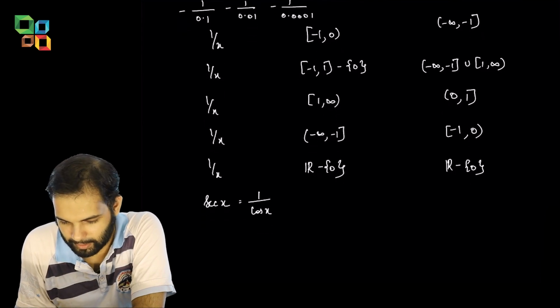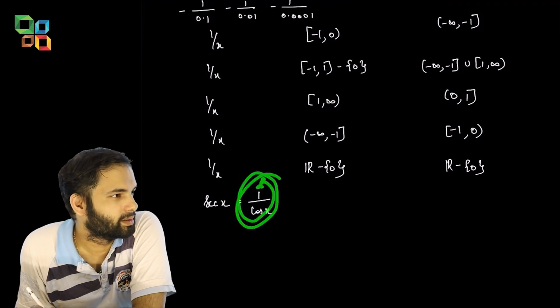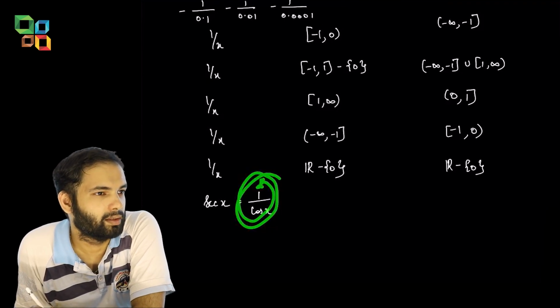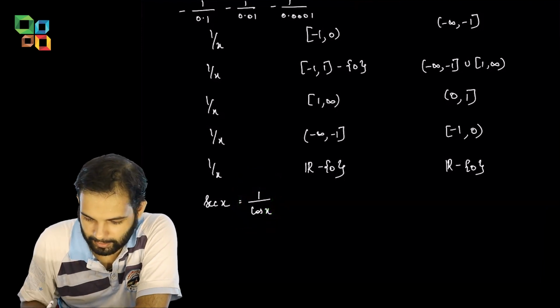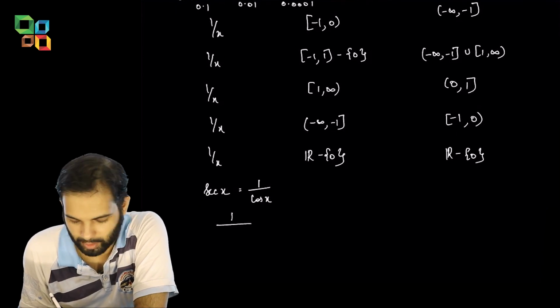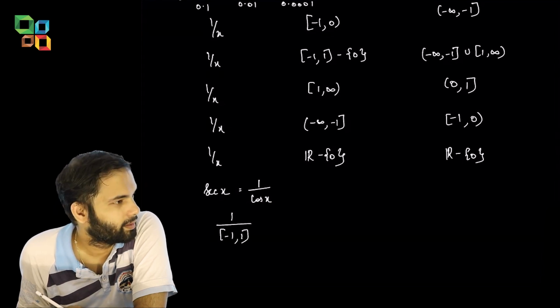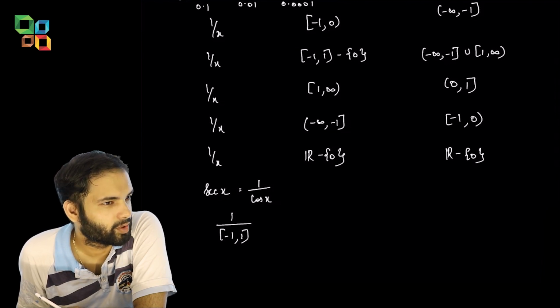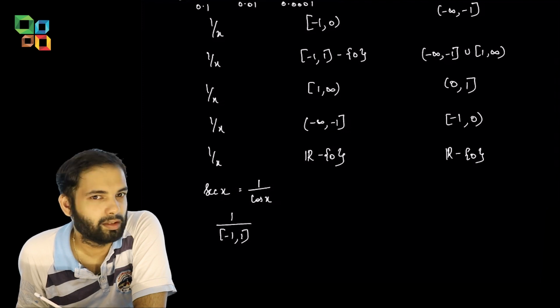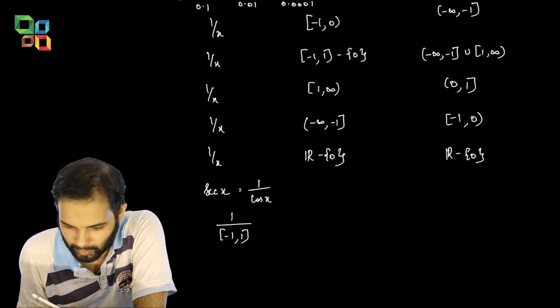First, tell me what happens to this. Can you convert this problem into something which we can solve? What is cos x? What is the range of cos x? Minus 1 to 1. Sure. So you are saying the denominator is minus 1 to 1. Is it fine? So what is the range of this? All real numbers? All real numbers except minus 1 to 1, right?